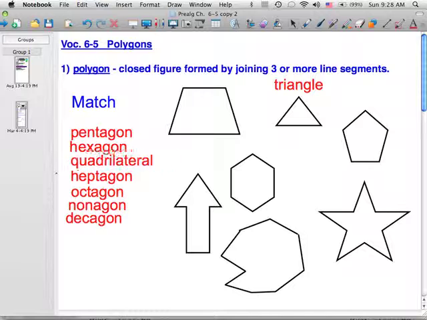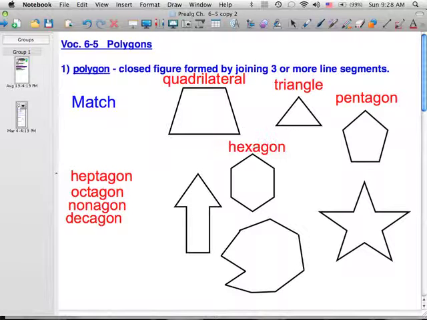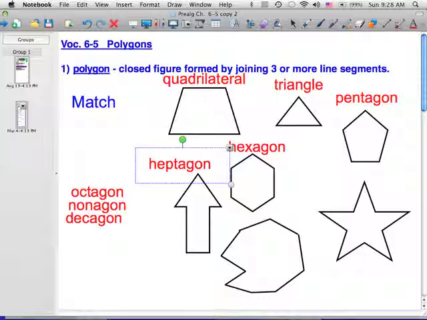Quad means four, and looking for a quadrilateral, there it is, four sides. Pentagon means five, and here we have a pentagon, five sides. Hexagon is six. Here's a six-sided figure. Heptagon means seven. Let's see which one. This is 1, 2, 3, 4, 5, 6, 7. So the arrows are heptagon.